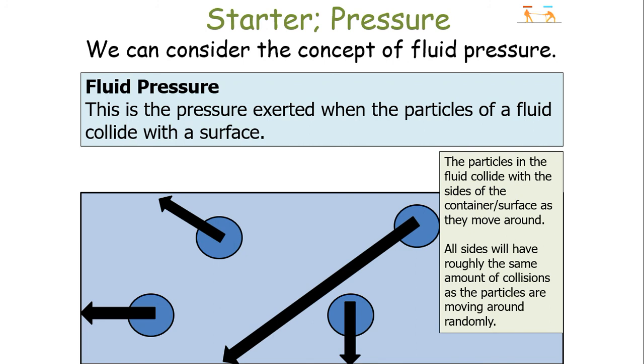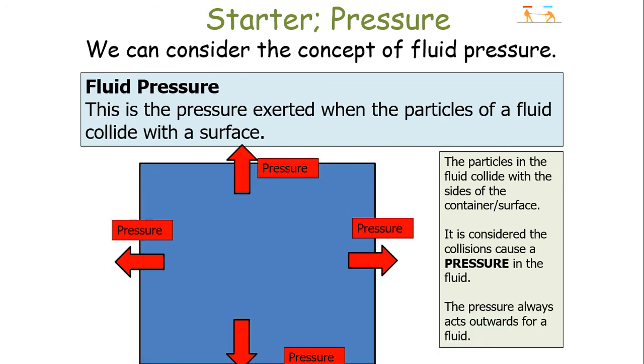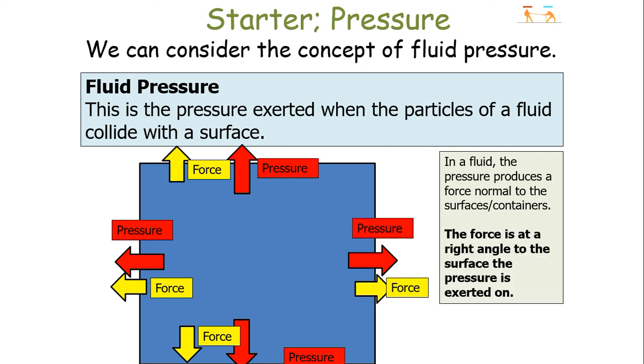Now all sides will have roughly the same amount of collisions because the particles are moving around at random, so they're not going to favour a particular side or surface. When these particles collide, they exert a pressure on the surfaces or on the container, so the fluid has created a pressure. The pressure will always act outwards because the particles are hitting against the side, so it's always pushing outwards. We also know that the pressure will produce a force normal, or at 90 degrees, to the surface and the containers. So the force is at right angles to the surface the pressure is exerted on.